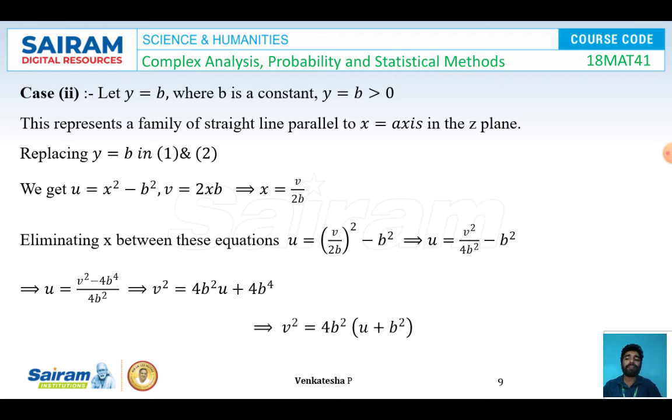By taking LCM, we'll be getting u is equal to (v square minus 4b power 4) by 4b square, or it will become v square is equal to 4b square u plus 4b power 4, by taking 4b square to the LHS, keeping v square here only and shifting minus 4b power 4 to the other side. So I got this equation. Now from this one I'm taking 4b square as a common factor. So I got the equation v square is equal to 4b square into (u plus b square). So it's a family of parabolas in the direction of the positive u axis in the w plane.